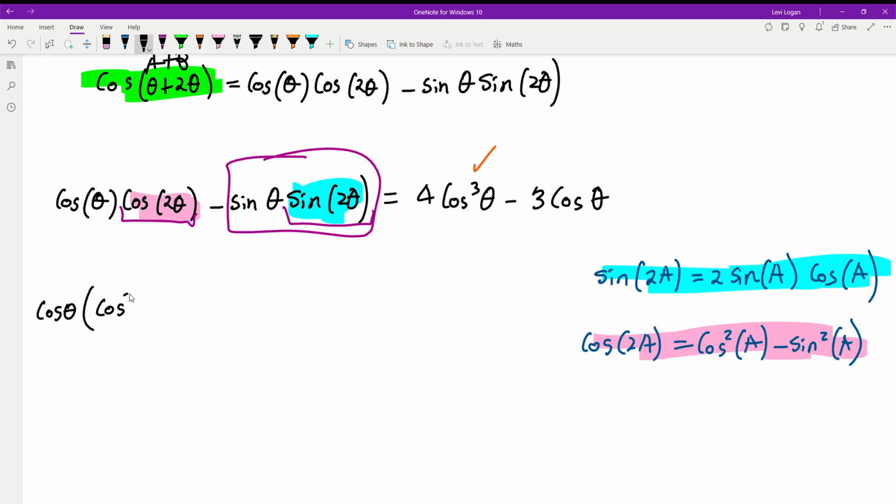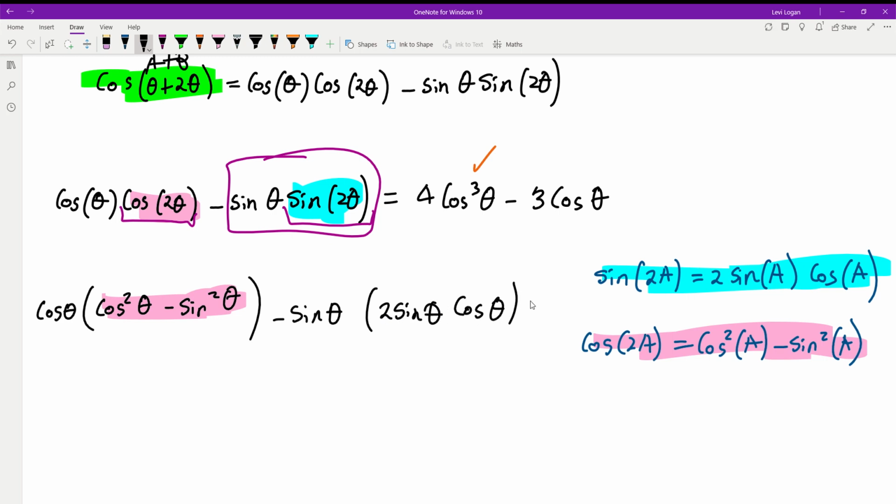So cos squared theta minus sine squared theta. So that's why that's gone in there pretty much. And now I'm going to do the blue bit, so that's gone there, and this will be minus sine theta times by 2 sine theta cos theta, okay?